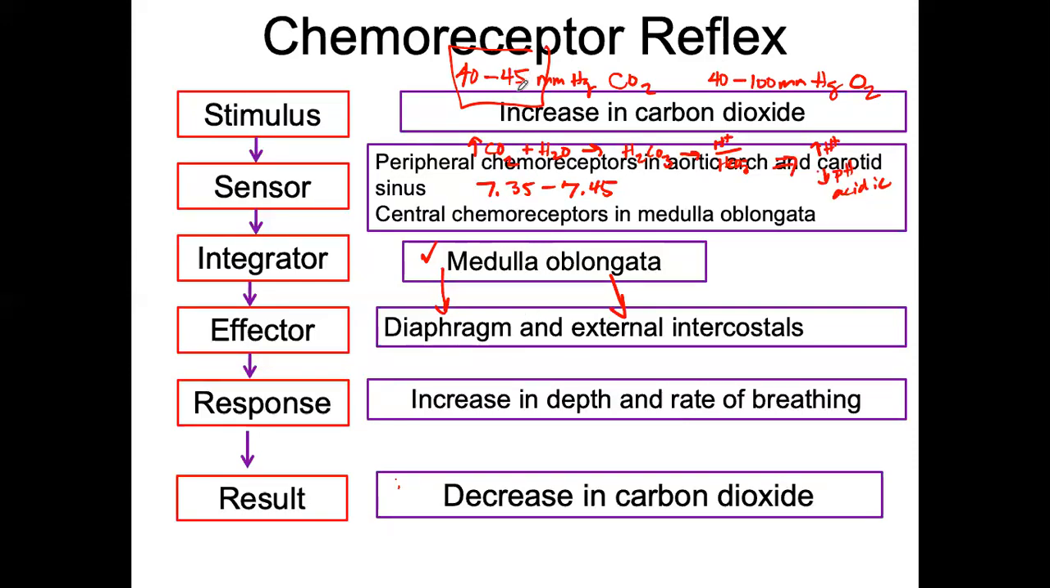So CO2 builds, you take a breath, it drops. CO2 builds, you take a breath, it drops. That's your primary mechanism to breathe. Secondary to that is oxygen levels. If oxygen is really low, like if you're at Big Bear or Mammoth or whatnot, where there's less oxygen, then that's going to cause increase in ventilation on its own. But typically in a normal healthy individual, we don't worry about that.